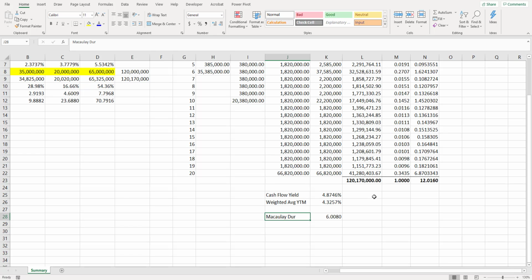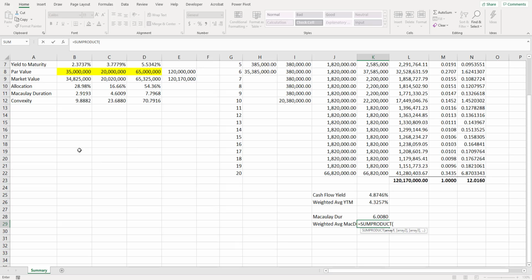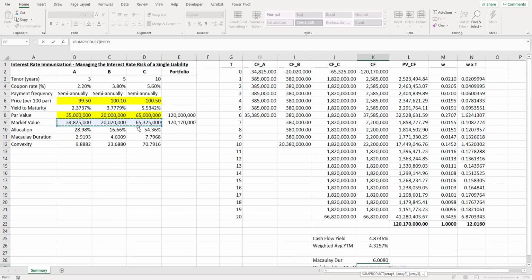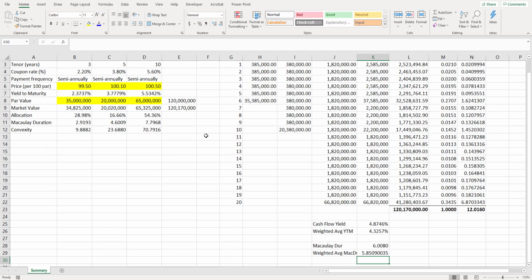Now I'll illustrate how the immunization works shortly, but for now let's look at 2 more statistics, which are the dispersion and also convexity. Okay, but of course before that, I'd just like to illustrate that if I were to take a weighted average of the Macaulay duration using the market value, and then I will multiply that to the individual bonds' Macaulay duration, and then divide by the total market value, so that will be actually less. Okay, again we see a similar observation here.